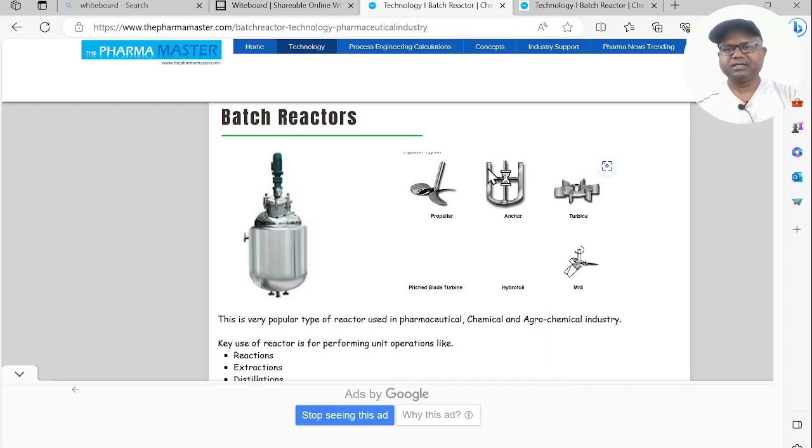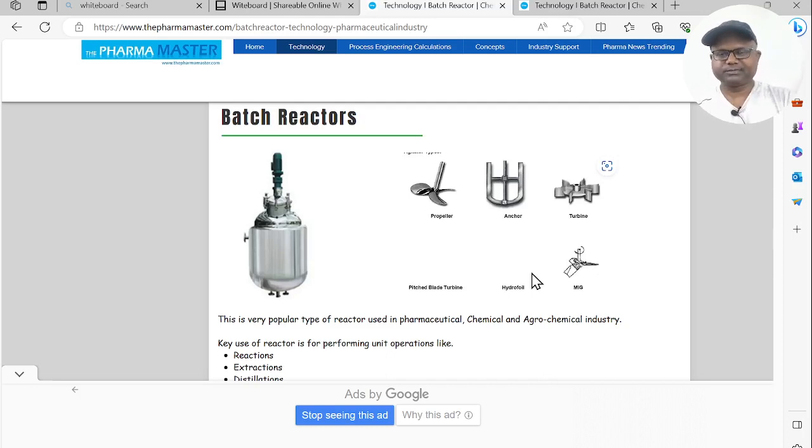This means there are two tips in the anchor. This is the 6-blade turbine, where this one is the tip, meaning here are 6 tips. This is the MIG. Here also 3 tips are there. So this is about the tip velocity.